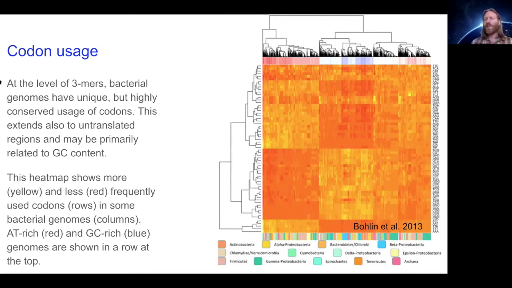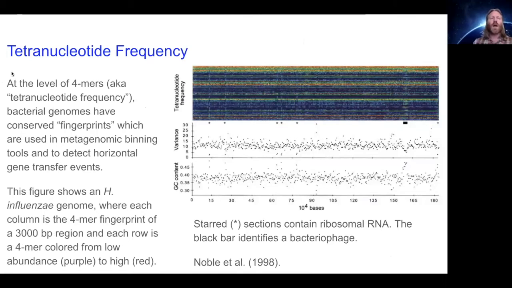So at the level of 3-mers, this is a useful analysis to look at how microbes differentiate themselves, and this can also be used for classification purposes. Another common Kmer length that's used is 4-mers, or sometimes 5-mers, especially for metagenomic binning. You might have heard this referred to as tetranucleotide frequency. This is essentially a conserved fingerprint that's used in the world of metagenomic binning tools to detect unique genomes by the patterns of 4-mers that they present.